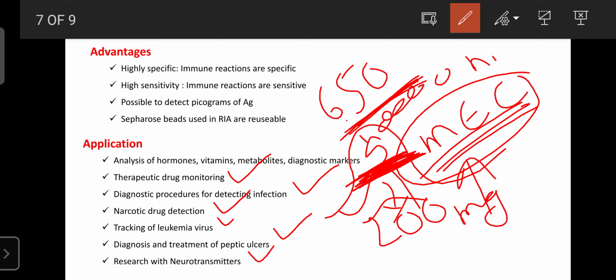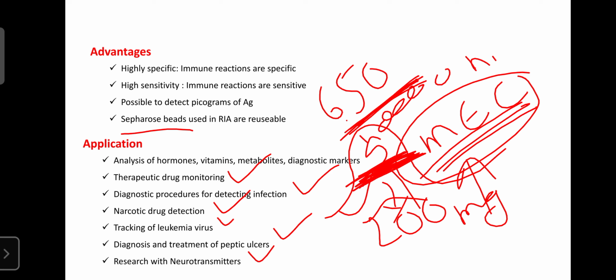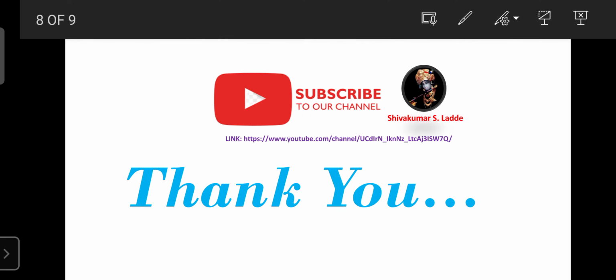neurotransmitters, which are nothing but protein substances. They are isolated, separated using the Sepharose beads, and then identified with the help of the antigen antibody reaction. That's why these radioimmunoassays are also helpful for research, for the diagnosis of new neurotransmitters or transmitter concentrations in various diseases. So these are regarding the advantages, application and method of the radioimmunoassays.